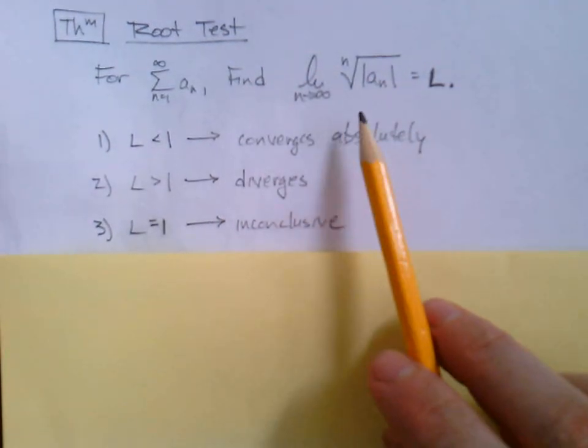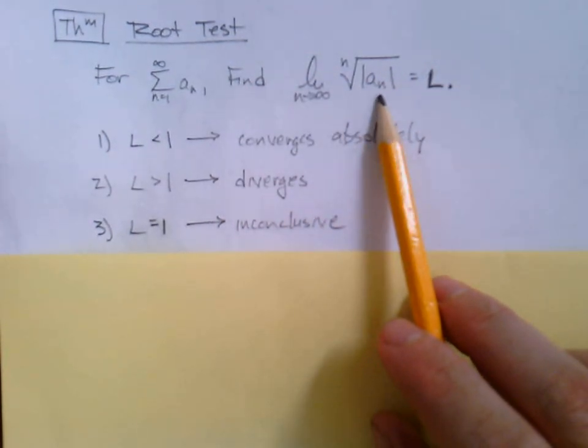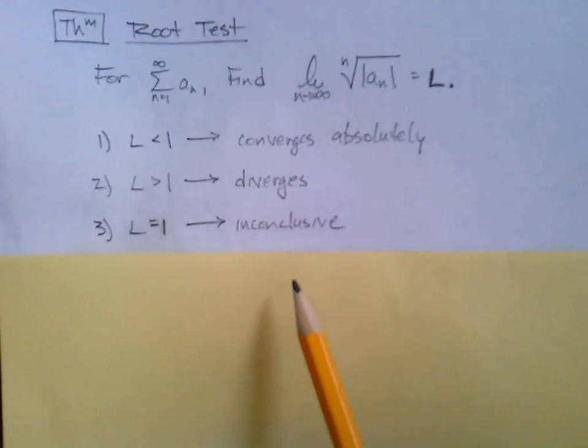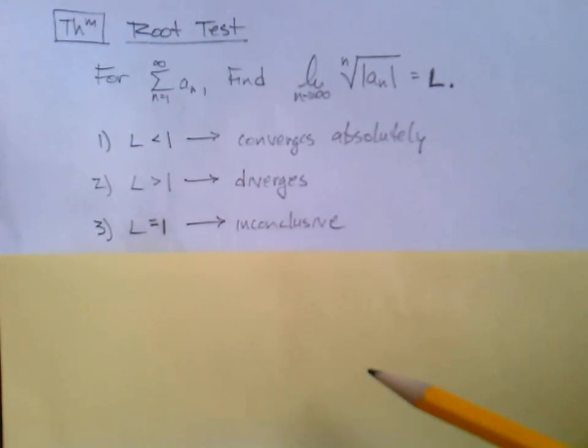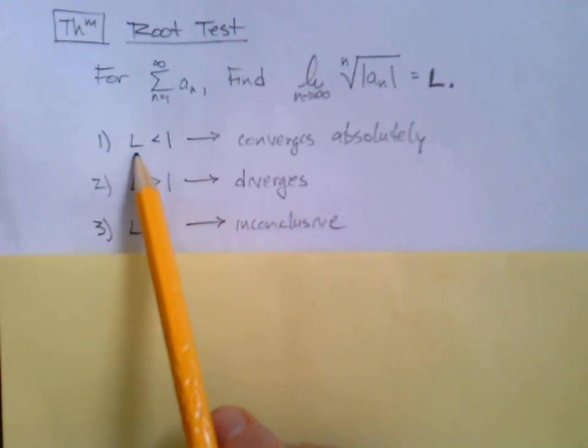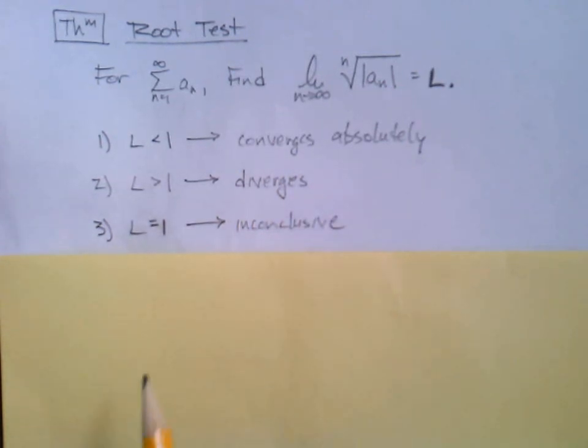But okay, the nth root of the absolute value of a_n, if that equals L, it's all the same three conclusions as the ratio test, right? If that limit L is less than 1, it converges absolutely. If it's greater than 1, the original diverges. If it equals 1, that's inconclusive.